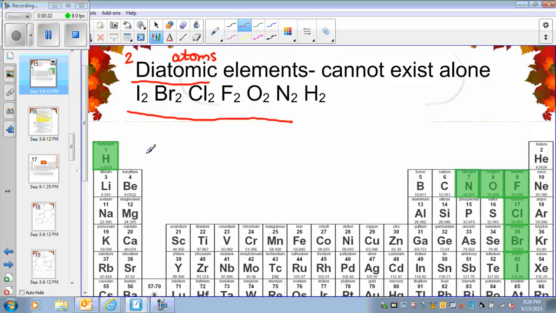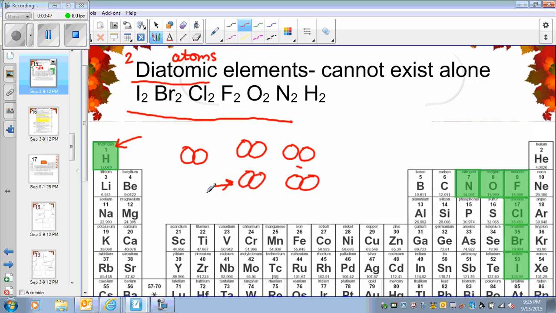There are seven elements on the periodic table who, by nature, in the way they're formed, are always in pairs. They cannot exist in the atomic state. So there are seven elements who do not exist in the atomic state. Of course, you can break the bond, but not naturally. If you find them in nature, they will always be bonded to their atoms.